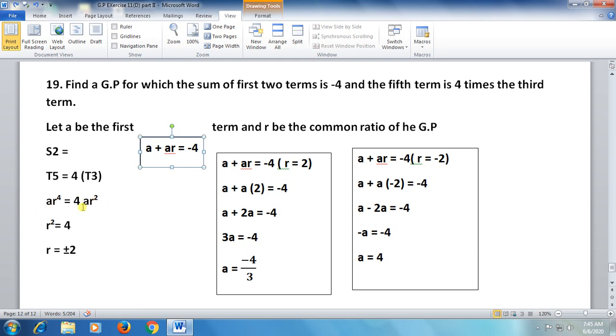So A and A get cancelled. R to the power of 4 by R square is simplified as R square. Then value of R will be equal to plus or minus 2. Consider both the terms plus and minus 2 and find out what is the value of A. If I consider value of R as 2, then A plus A into 2 is minus 4. A plus 2A is minus 4, 3A is minus 4, value of A is minus 4 by 3. Similarly, consider the value of R as minus 2, A plus A into minus 2 is equal to minus 4, A minus 2A is minus 4, minus A is equal to minus 4, hence the value of A is 4.